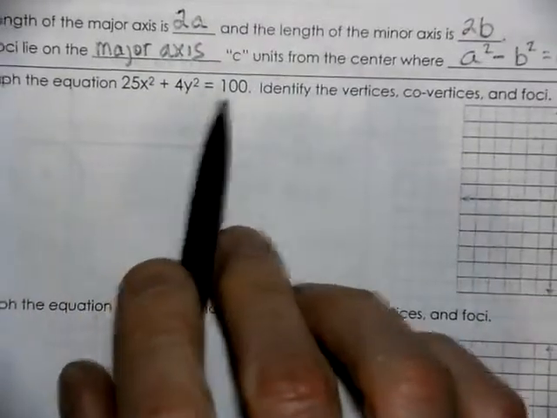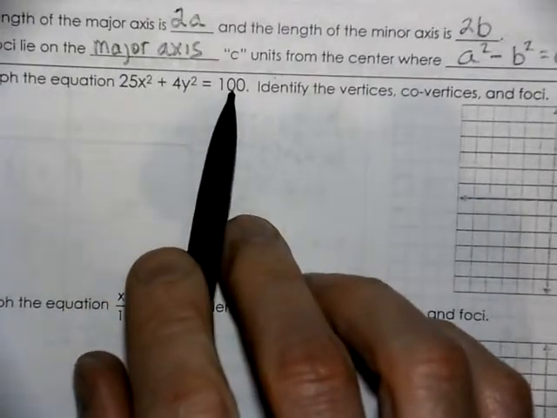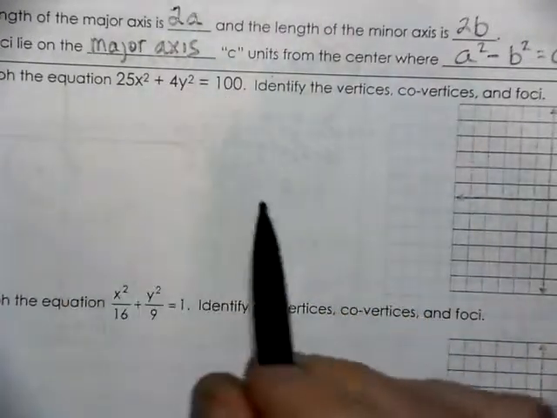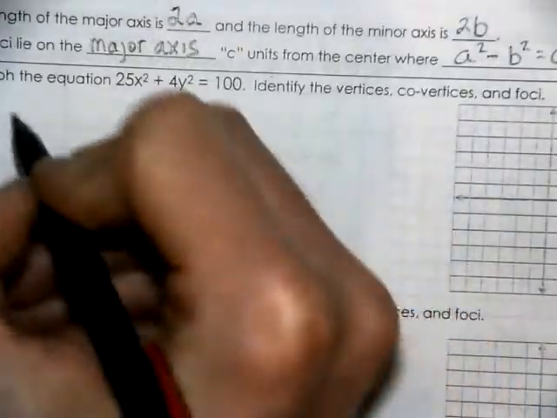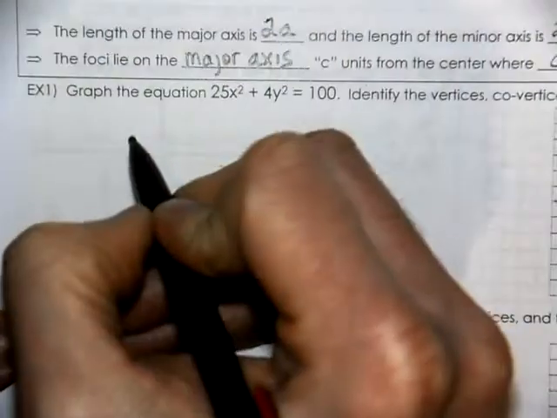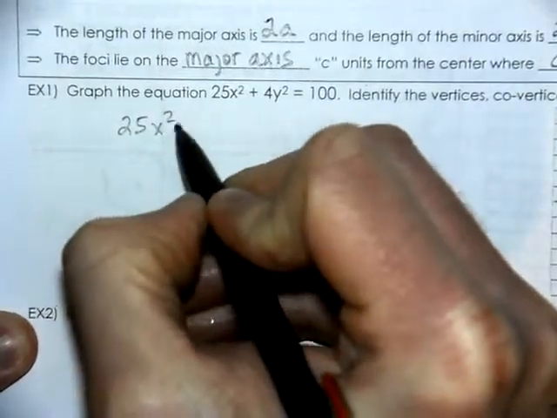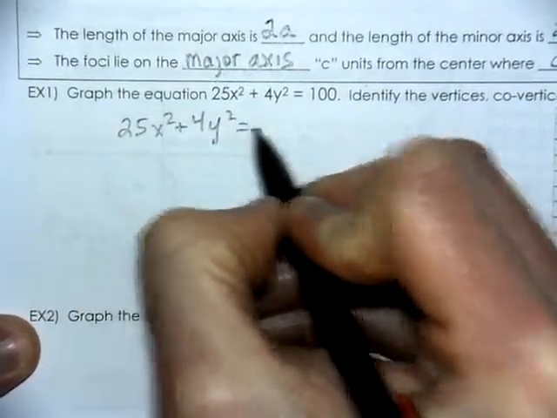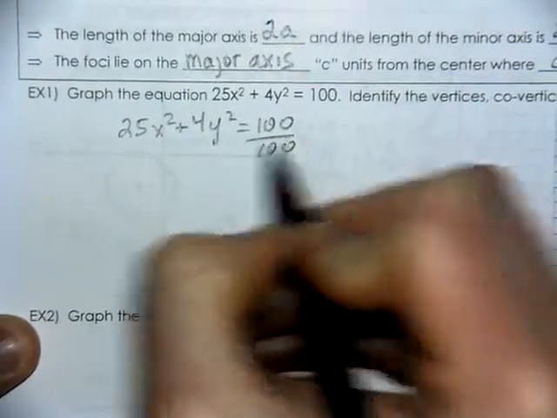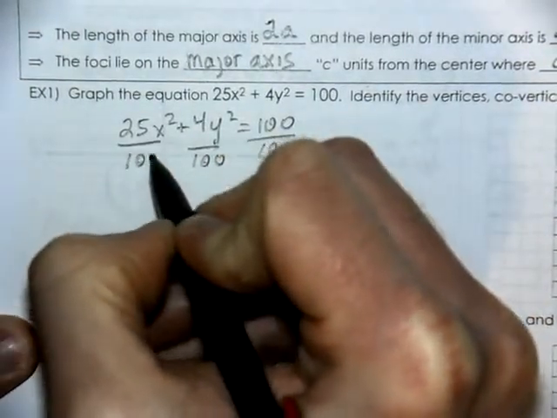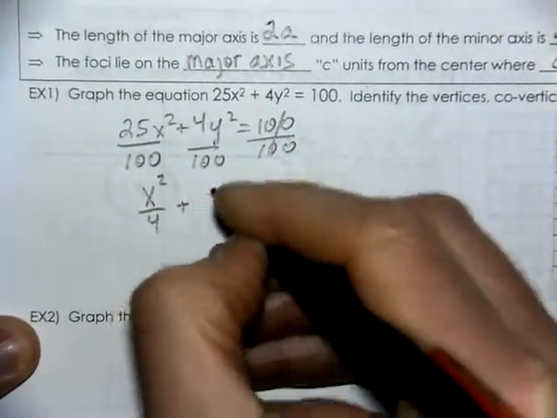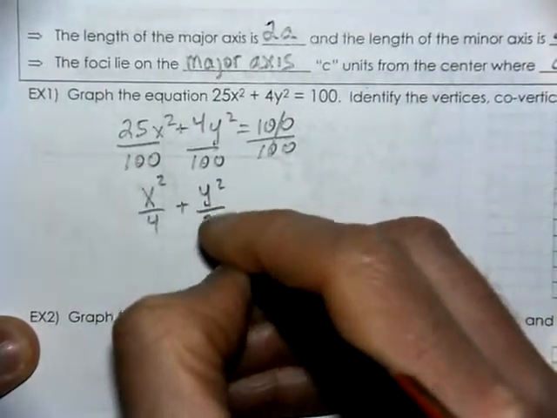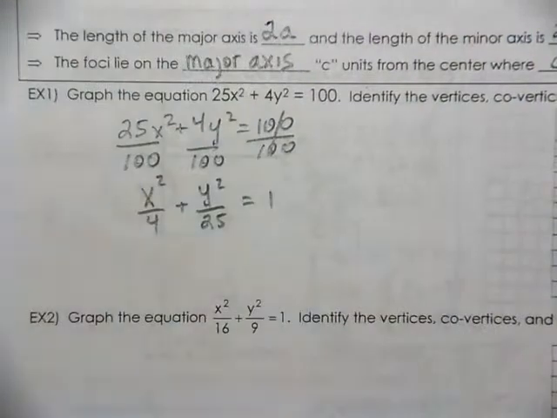So we'll look at example number 1. This is our graph of our equation. We see that this equals 100. It's not supposed to equal 100. It's supposed to equal 1. So what can we divide by to make that equal 1? We're going to divide by 100. 25x squared plus 4y squared equals 100. If you divide by 100 each time, we're going to get x squared over 4 plus y squared over 25 equals 1.